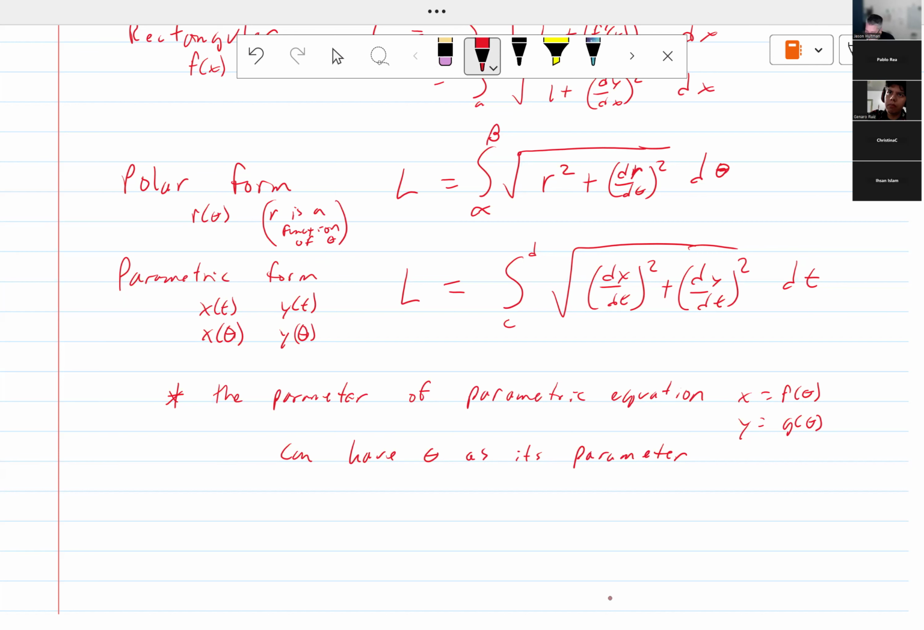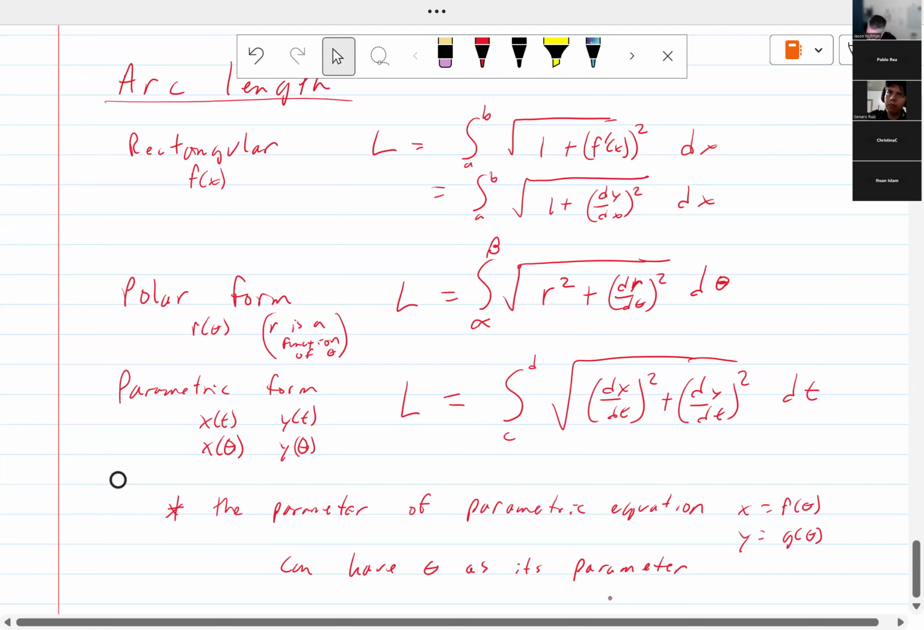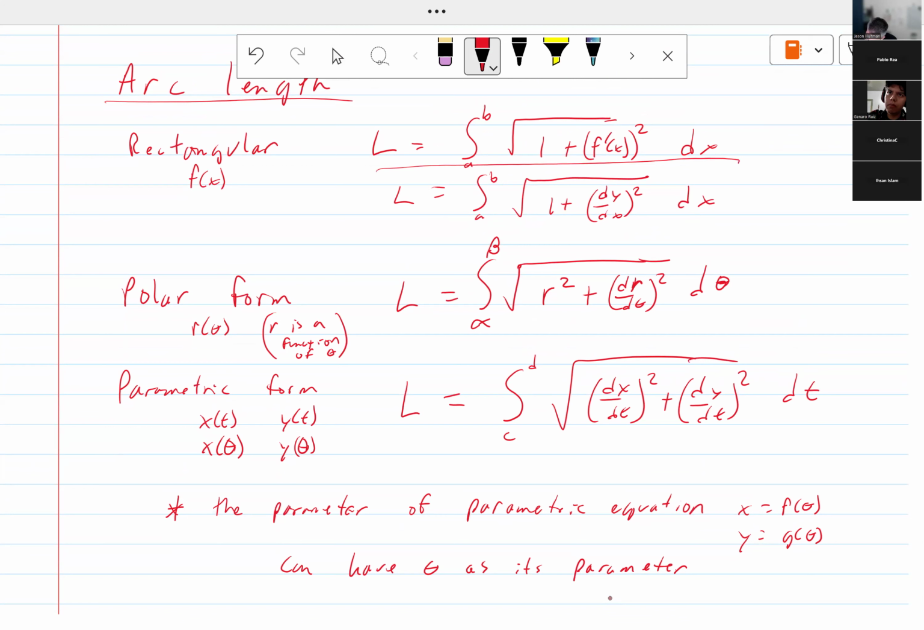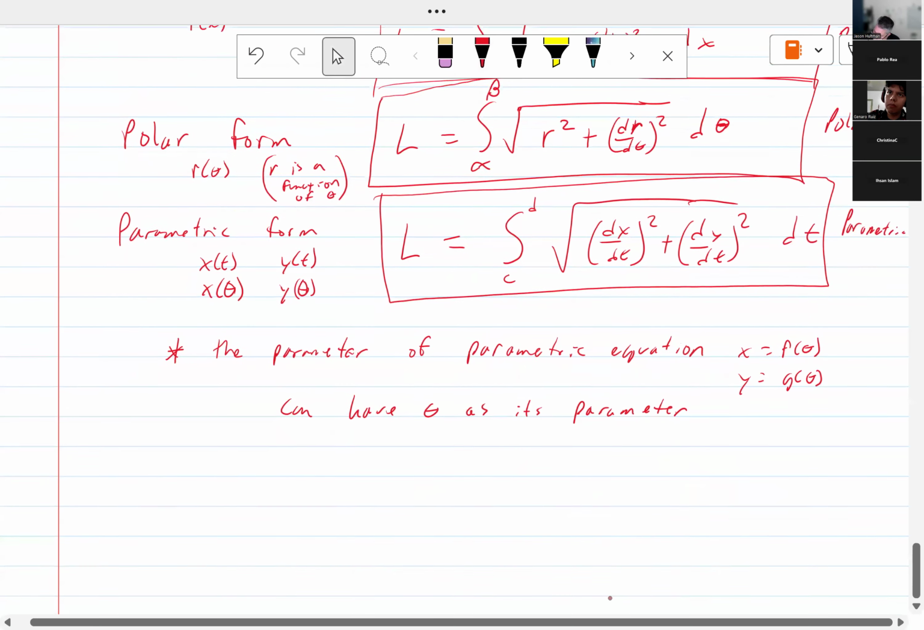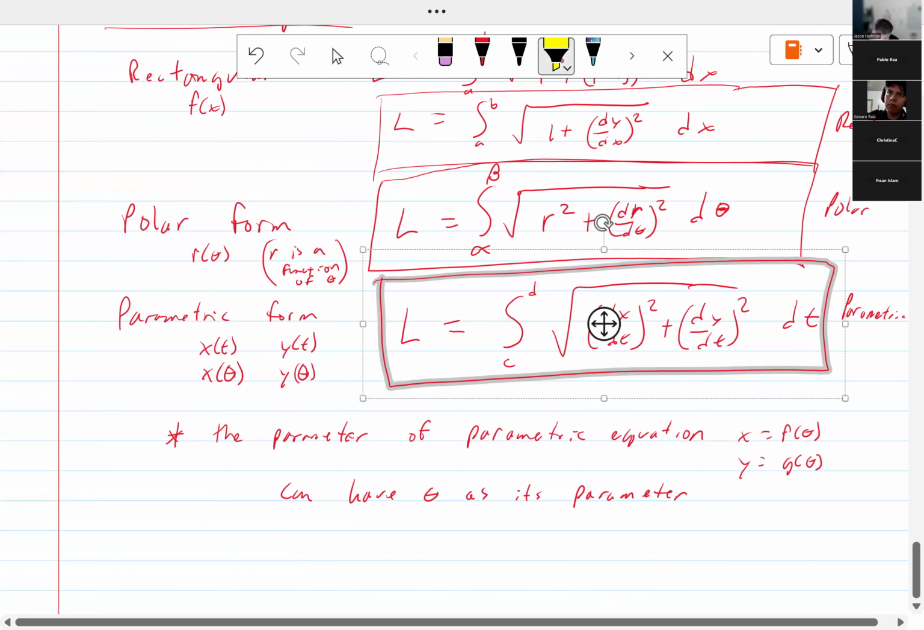So we have three different formulas, depending upon what type of function it is. Maybe I'll box these individually. We have rectangular, polar, and parametric. Okay, so let's do the polar first. Notice the extra r in the polar one.